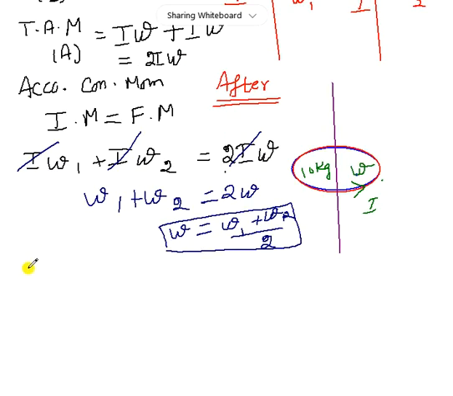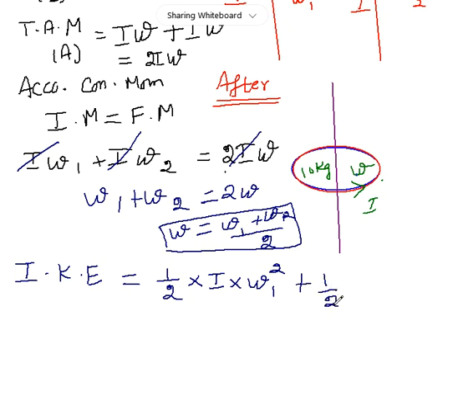Now we have to find the energy. So I'm finding the loss of energy. For that, you need to find the initial energy and the final energy. So I'm finding the initial kinetic energy. Kinetic energy is given by the formula half mv square. Here m is going to be the moment of inertia I and v is going to be omega. But initially you are going to have two omegas, right? So when you write it, it will be half I omega 1 square plus half I omega 2 square, right?